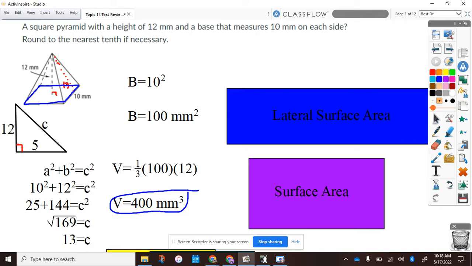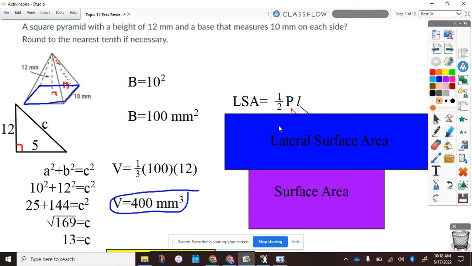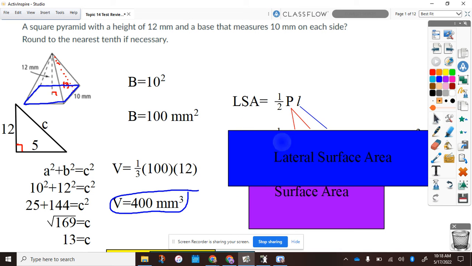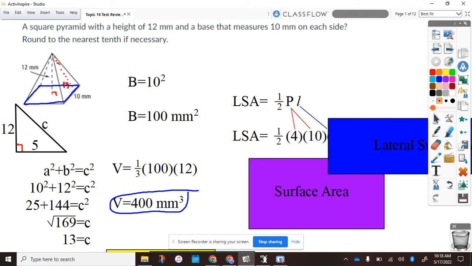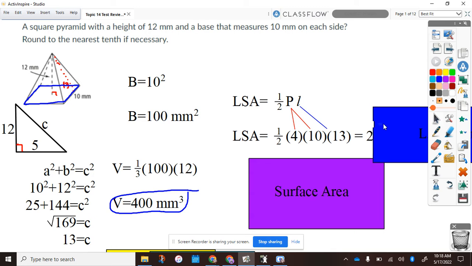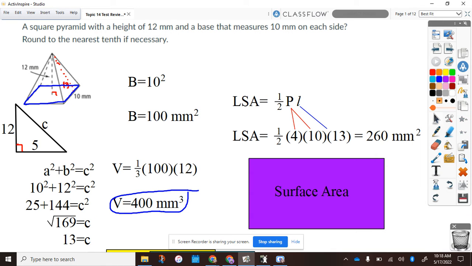All right, lateral surface area, again taking this formula from the back wall, it's written in green marker: 1/2 times perimeter of the base times slant height. So we've got 1/2 times 4 times 10. This is a square, and all four sides are 10 millimeters, so your total perimeter is 4 times 10, and the slant height is 13. So we punch all that in, 1/2 times 4 times 10 times 13. 260 is our lateral surface area.